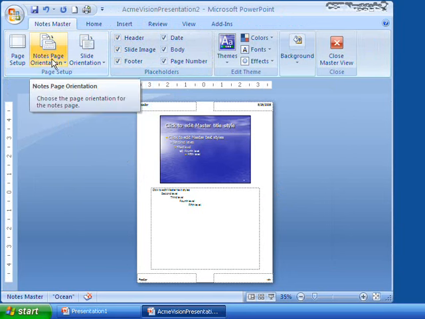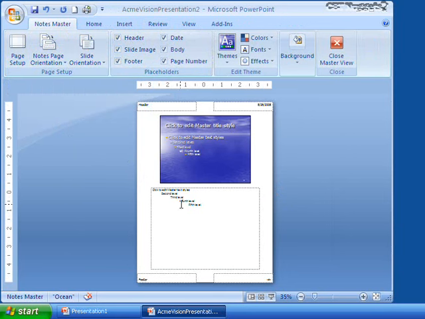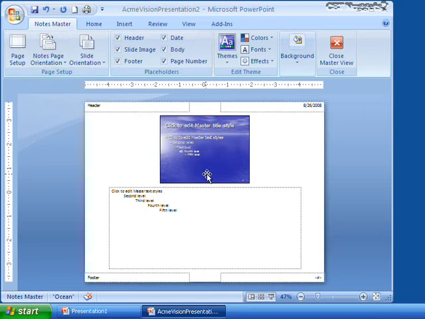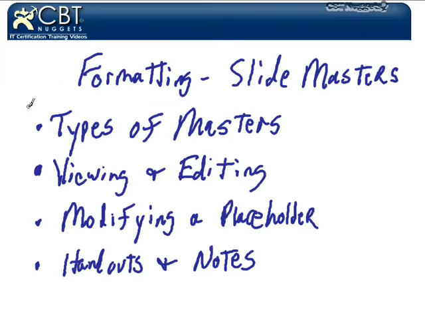You can change the notes page orientation. Notice this works better because you can fit more text here, rather than if you do a landscape, well, maybe that is better. Now you can get more notes. So you choose which way you want your notes to print out, and that way it'll make it easier for you as a presenter. And that's pretty much what you do. Same thing, change the fonts and the themes and things like that, which only apply to the notes that you print out.